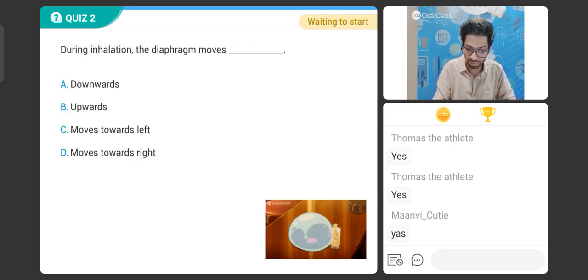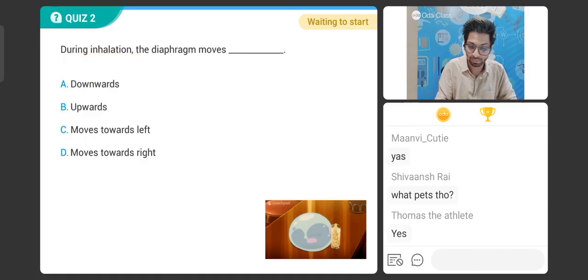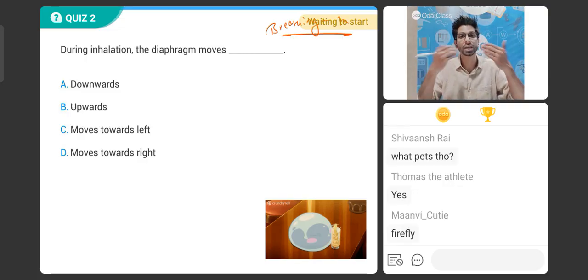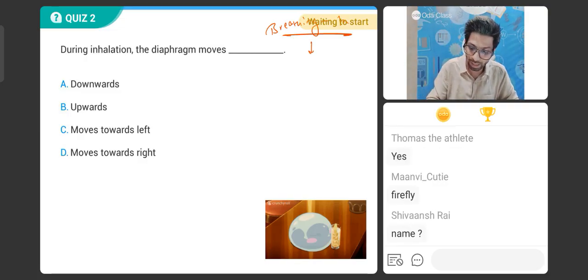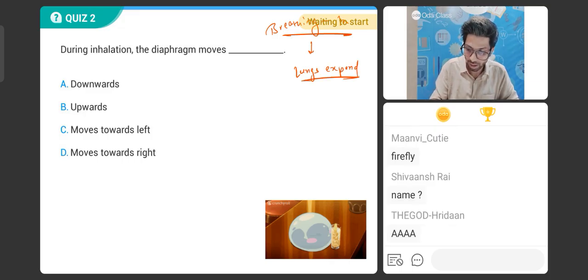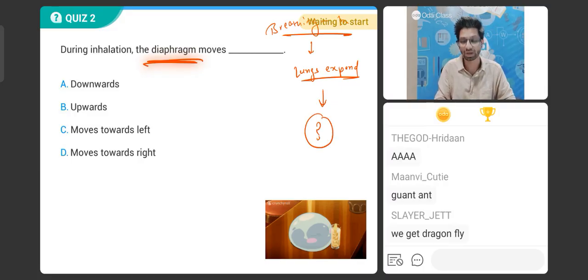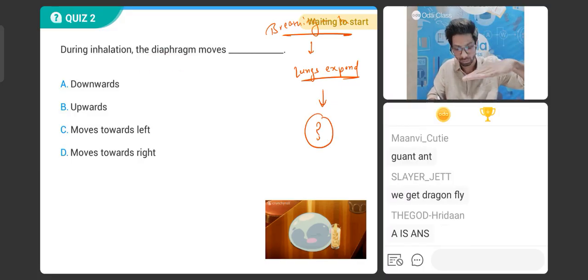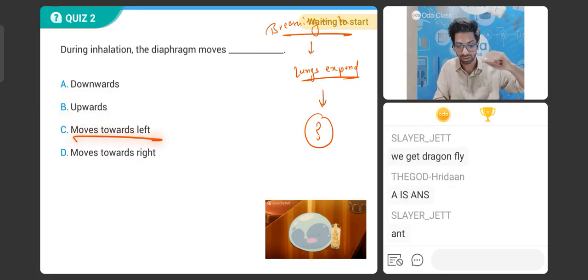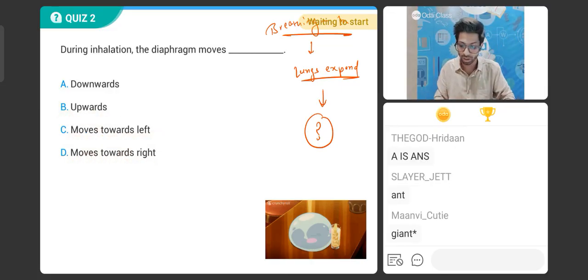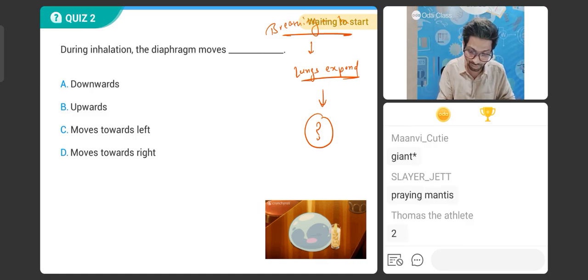Let's solve the next revision question. During inhalation, okay, when you are breathing in, when you are taking the air inside your body, what will happen? Your lungs will expand, your lungs will become bigger. And after your lungs become bigger, what will happen to the diaphragm? The diaphragm will go down, the diaphragm will move up, the diaphragm will move left, or it will move right. What exactly will happen to the diaphragm?